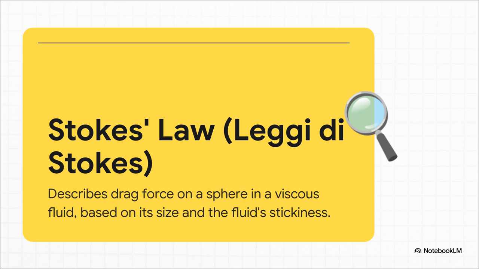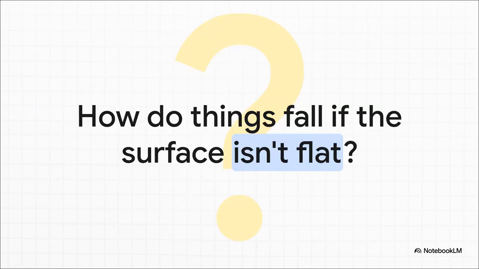It all depends on the object's size, how fast it's going, and what the source material calls the coefficiente di viscosità, which is really just a fancy way of saying how sticky the fluid is. Just picture a marble falling through honey versus that same marble falling through the air. That's viscosity in action. Okay, so falling straight down, that makes sense.